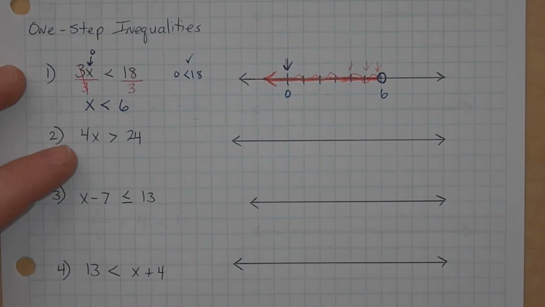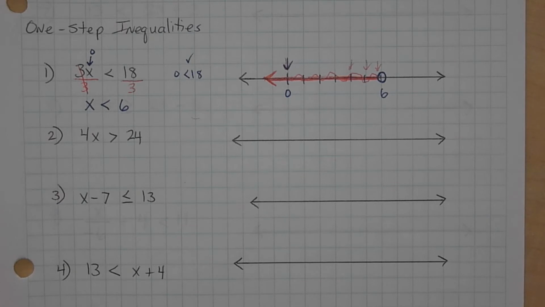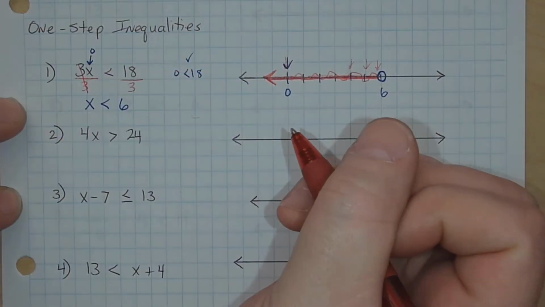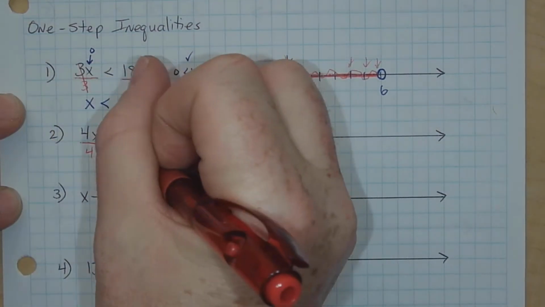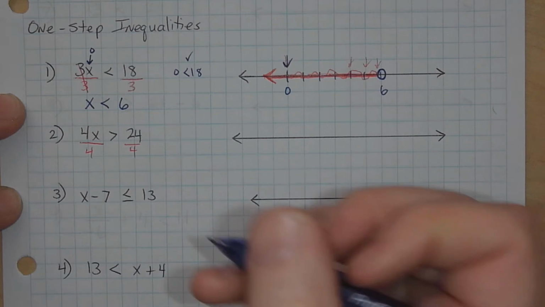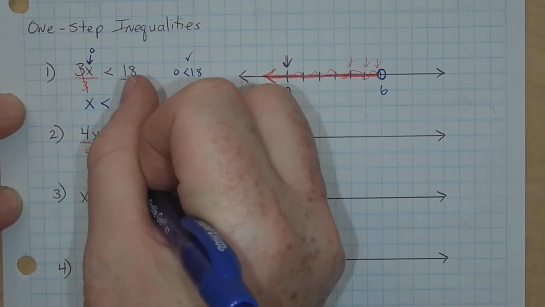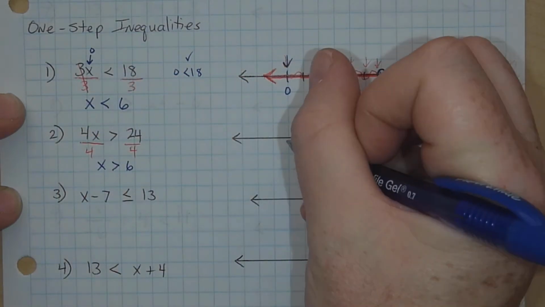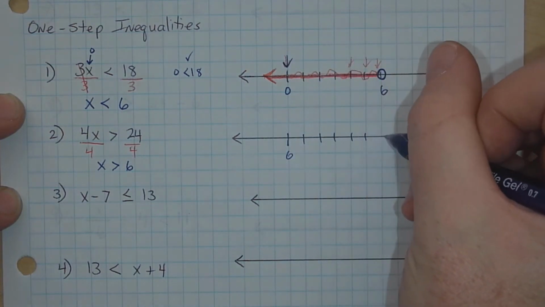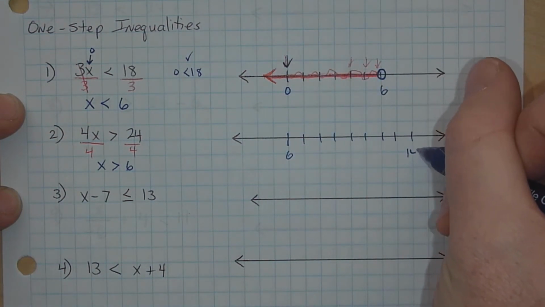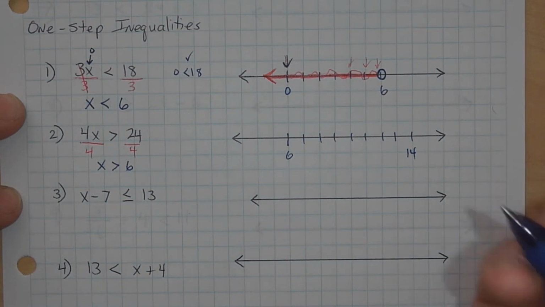Number 2. 4x means 4 times x. The opposite of multiplying by 4 is dividing by 4. That's the inverse operation. Okay, that's the fancy word for doing the opposite. So we divide both sides by 4, and then we're going to get x is greater than 6. So 6 would be here. 7, 8, 9, 10, 11, 12, 13, 14. That sounds good. If you want to put a 5 here and a 4 here, that's fine.